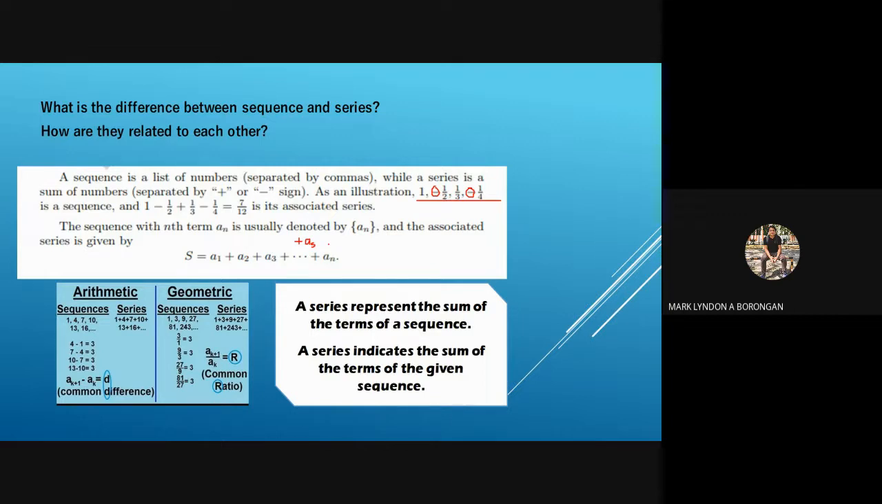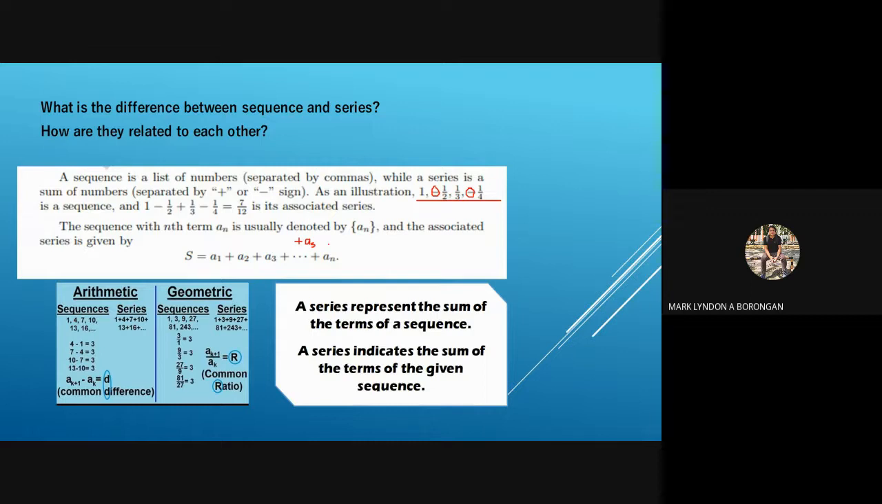Also, in sequences and series, we have two types: arithmetic and geometric sequences and series. From the word arithmetic, it basically involves summation, right? It is based on addition or subtraction. So what is an arithmetic sequence? This is an example of an arithmetic sequence. Take note, guys, a sequence is always separated by commas.